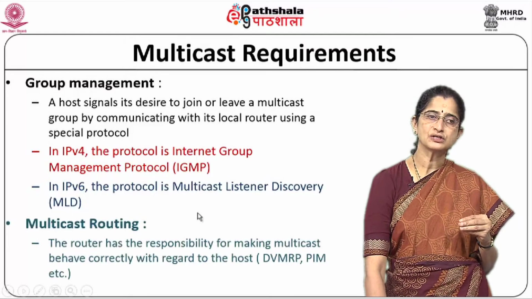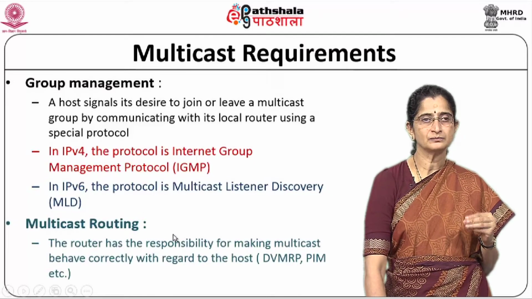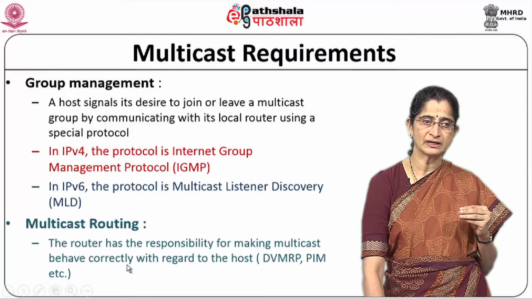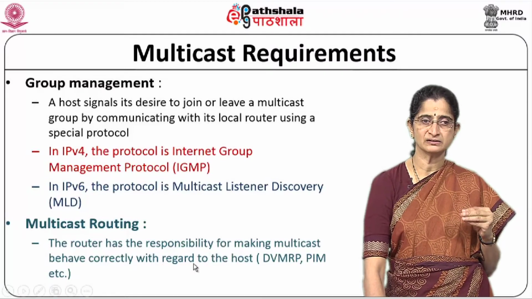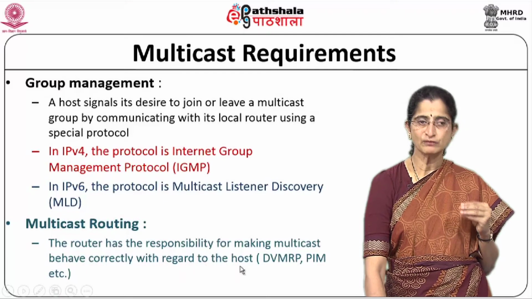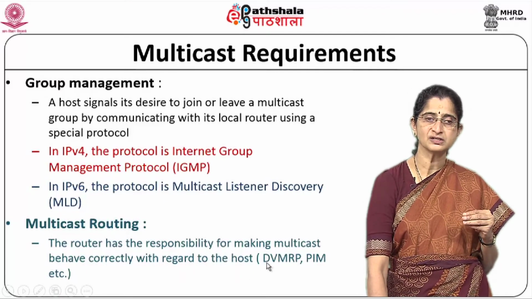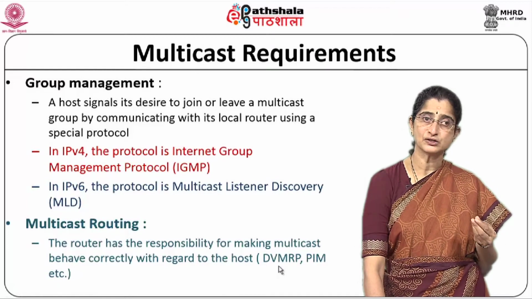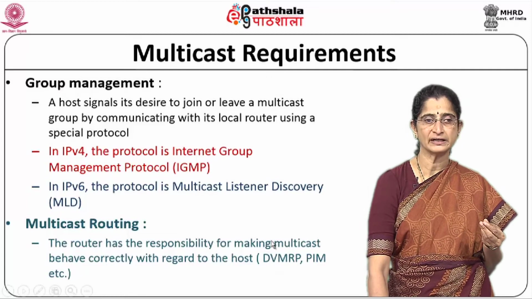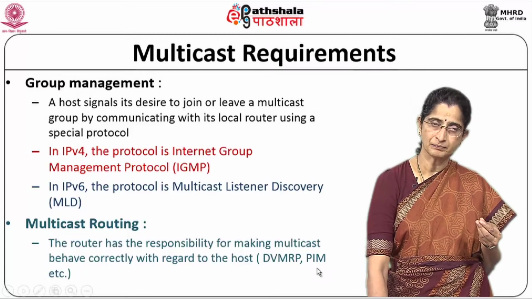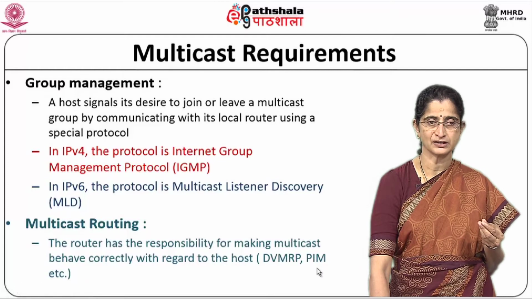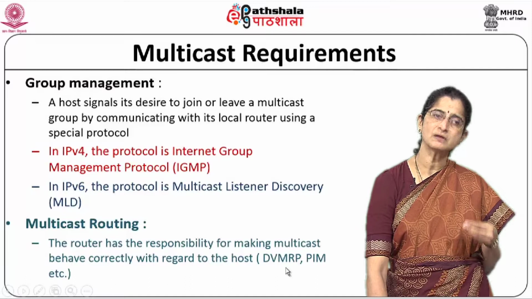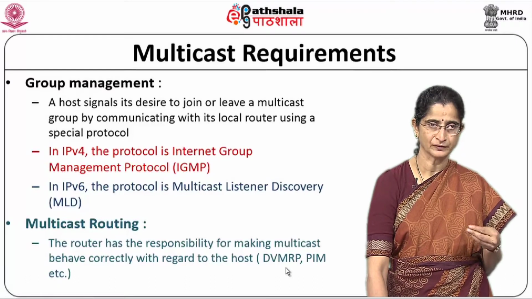And to support multicast routing, basically the routers will have to take the responsibility for making multicast behave correctly with regard to the hosts. We have two protocols which are very commonly used here. One is DVMRP, which is based on the distance vector protocol extended for multicast routing. And then we have PIM, which is Protocol Independent Multicast. So, these are two commonly used multicast routing protocols. We will be taking a look at these in our course.